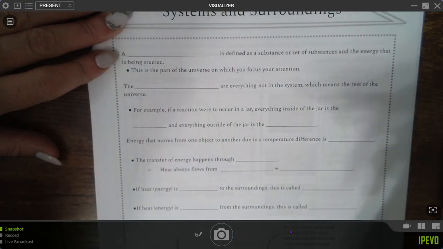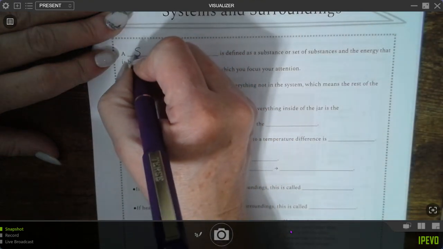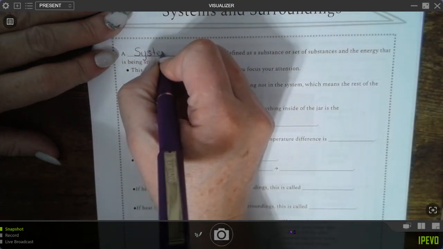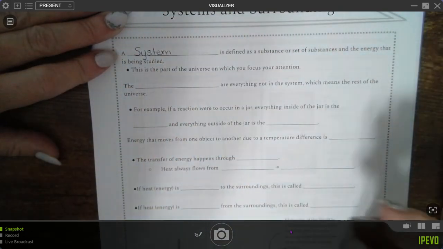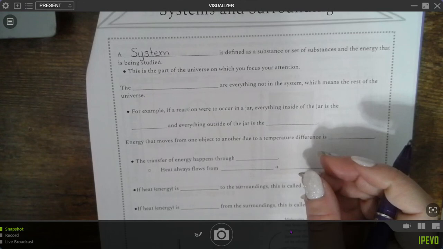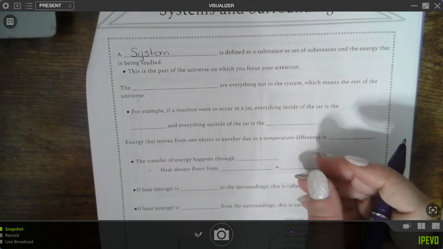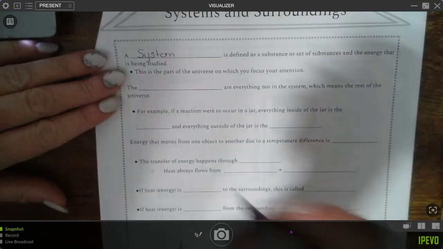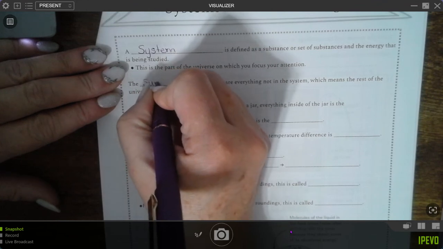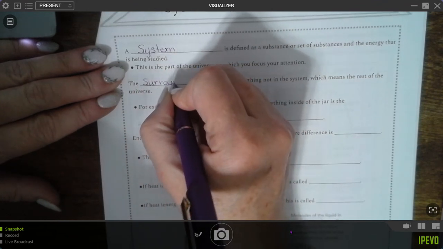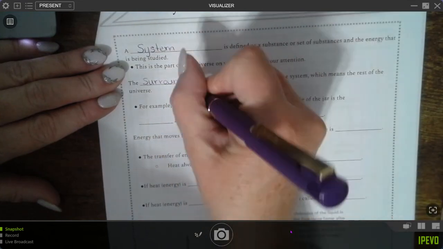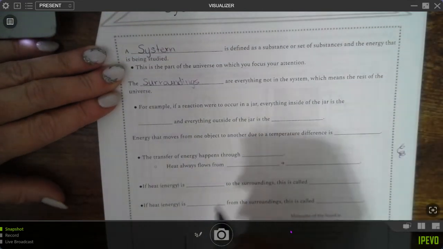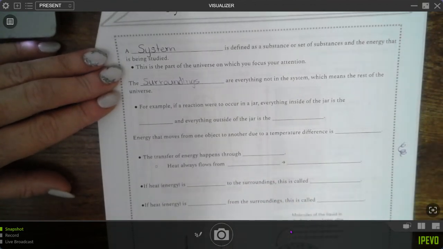Okay, so the system is defined as the part of the substance. It's what we're studying. Okay, so it's whatever part of the universe we're studying. If we're doing a reaction, it would be what we're doing the reaction in. And then we have the surroundings, and the surroundings are basically everything else. So the surroundings is everything outside of our system.